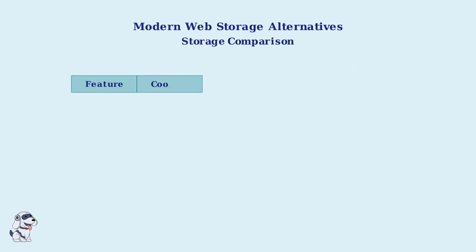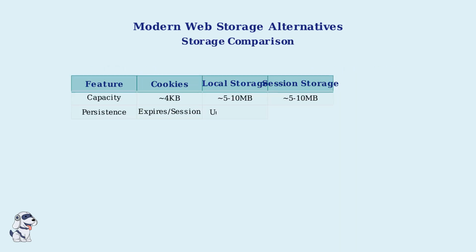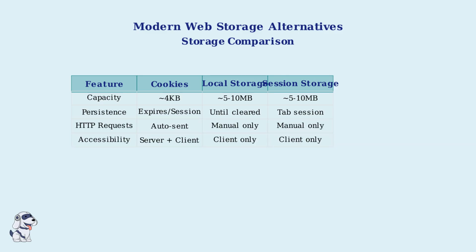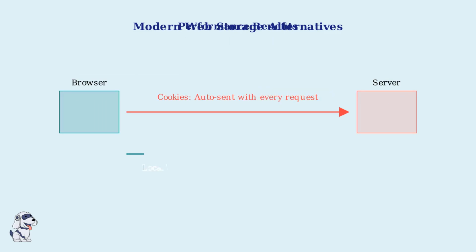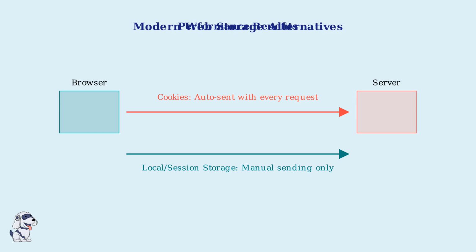Let's compare these three storage mechanisms side by side. Notice the significant differences in storage capacity, persistence behavior, and HTTP transmission. One major advantage of local storage and session storage is performance. Unlike cookies, which are automatically sent with every HTTP request to the same domain, these storage mechanisms only send data when explicitly requested by JavaScript code.